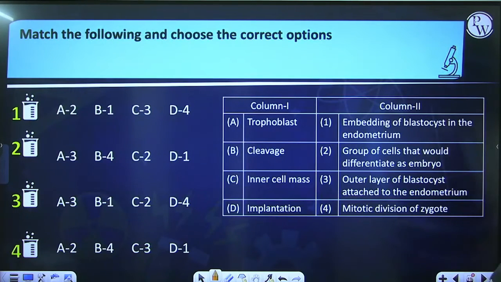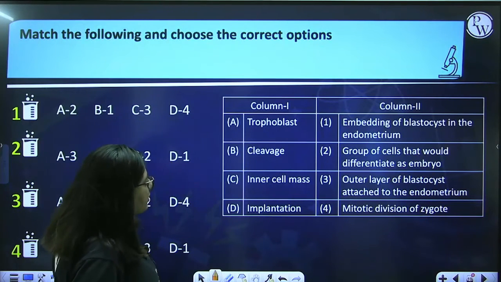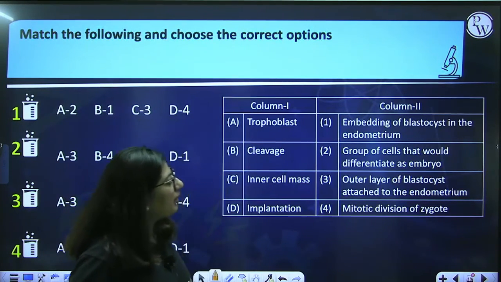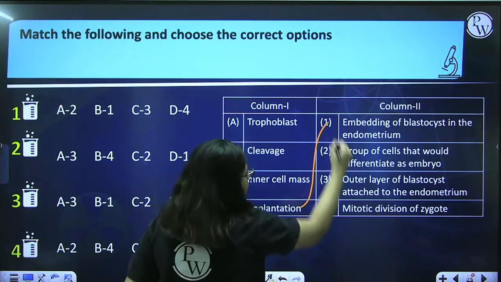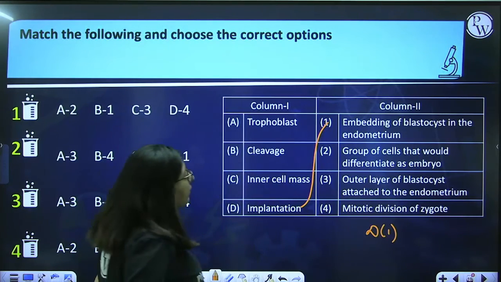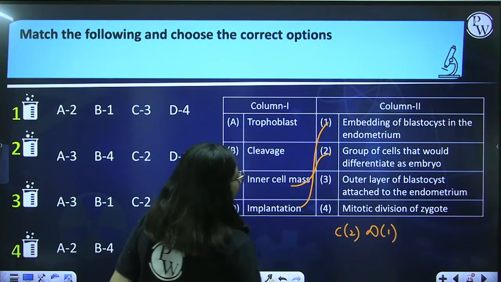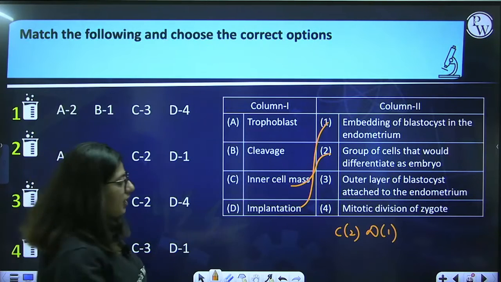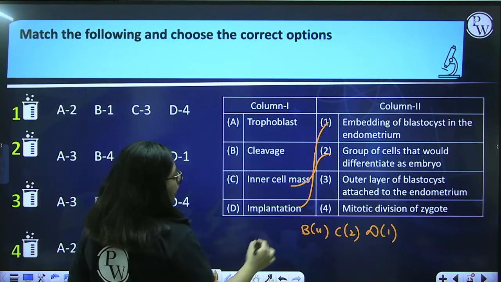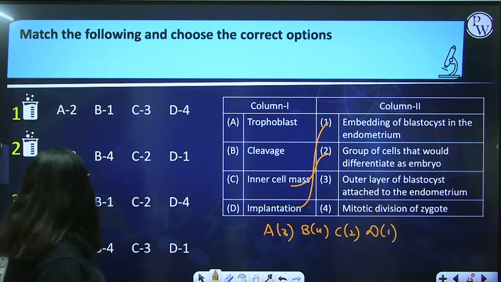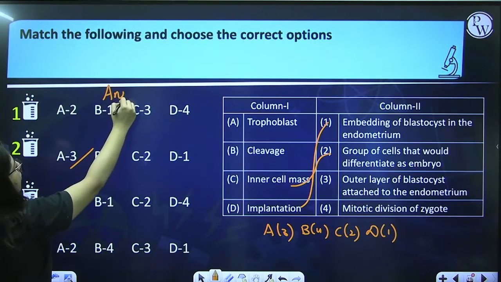Next, match the following. Alright, let's do it. Column 1 says trophoblast, cleavage, inner cell mass, implantation, and column 2 says embedding of blastocyst in endometrium. Embedding of blastocyst is implantation, so for D we have 1. The group of cells that would differentiate as embryo is the inner cell mass, so for C we have 2. Cleavage, mitotic division of zygote, that's 4. And trophoblast is the outermost layer of the blastocyst that attaches to the endometrium. So for A we have 3, for B we have 4, C 2, D 1. Answer is 2.